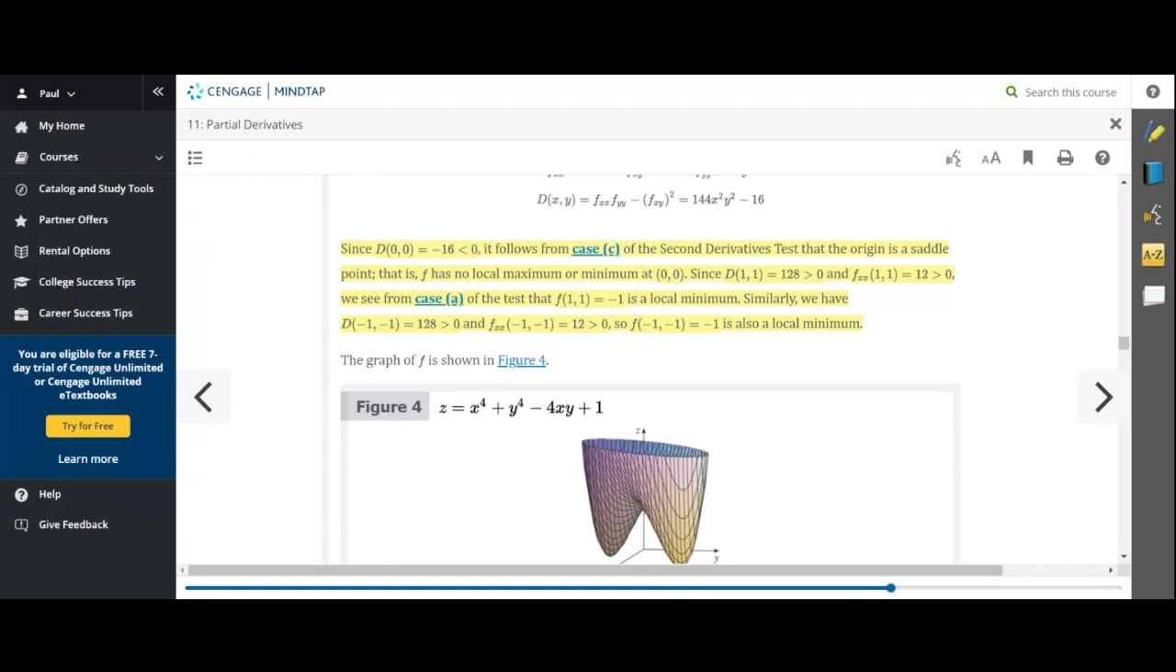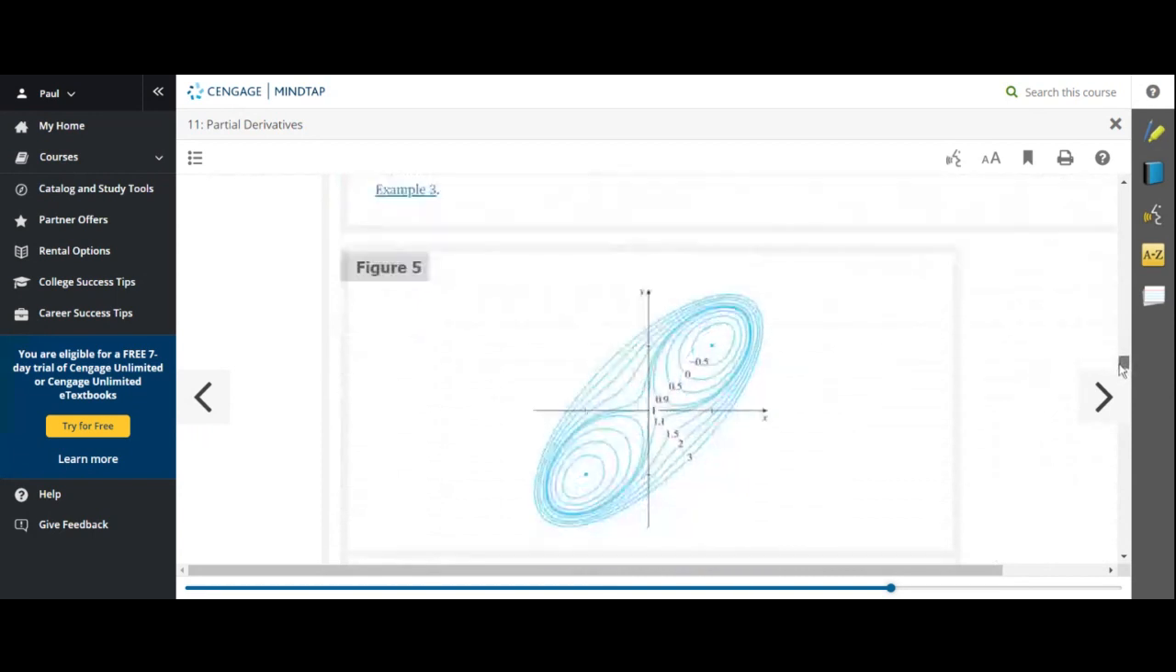All right, and a final note, they do a contour plot of the surface in figure 5, and they put values of level curves there, and you've seen that kind of thing before. So I think that is really very representative of section 11.7.